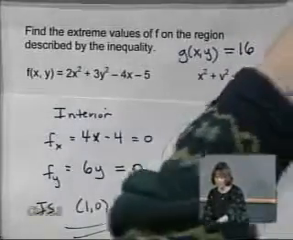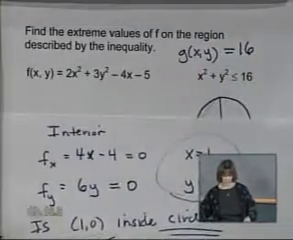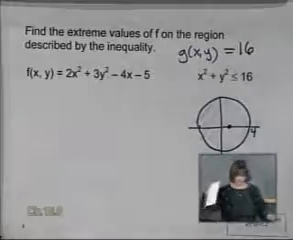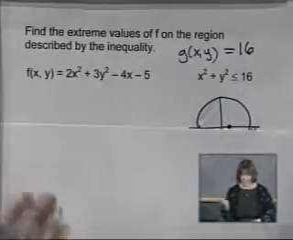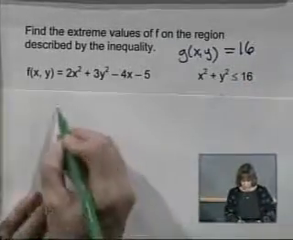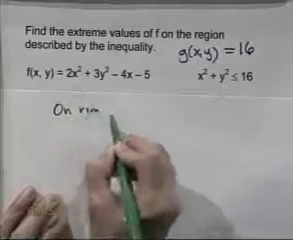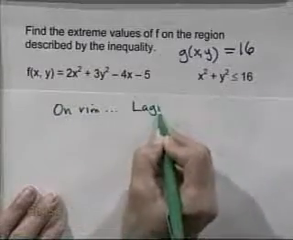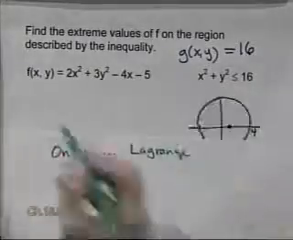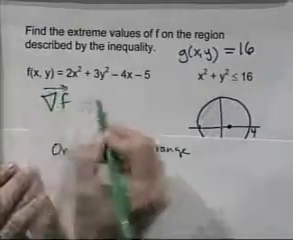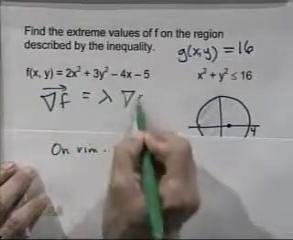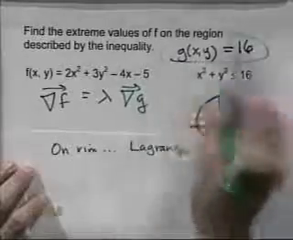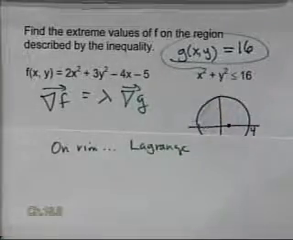Okay, now, what do we do next? Unfortunately, now we're going to do the rim. And we're going to use Lagrange. So we need the gradient of f to equal lambda times the gradient of g. Also, we need g(x, y) to equal 16.